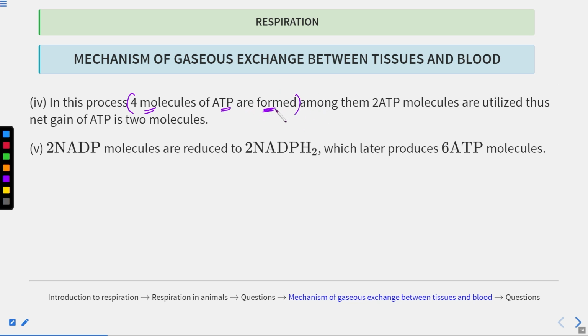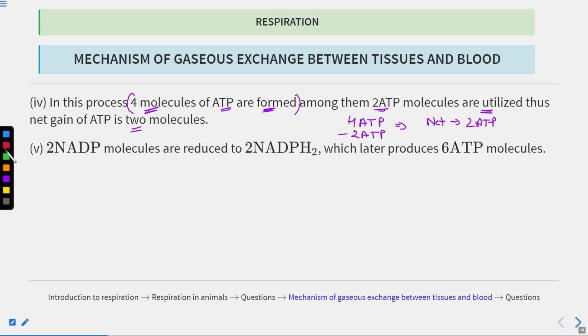I will show you the flowchart of glycolysis, and then you can understand at which steps these four molecules of ATP are formed, and two molecules of ATP are utilized. So the net gain of ATP will be two molecules. So 4 ATP are synthesized, but 2 ATP are utilized. So what will be the net gain here? Net gain will be 2 ATP.